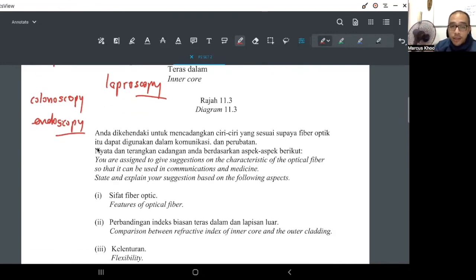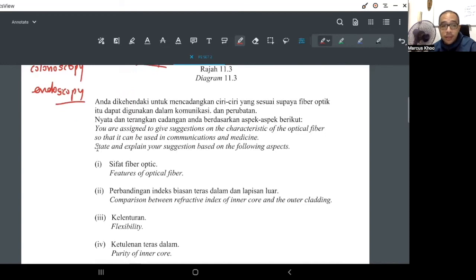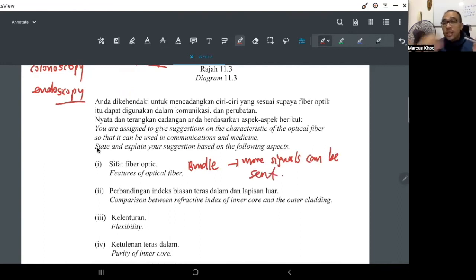So anyway, fiber optics. Features of the optical fiber. You want it to be a bundle. You don't want to have just one piece of optical fiber. You want a whole bundle, because when you have a whole bundle, more signals can be sent. If it's just one, you send just one signal, but if you send a bundle, you send one whole shot. So fiber optics are usually given in bundles.